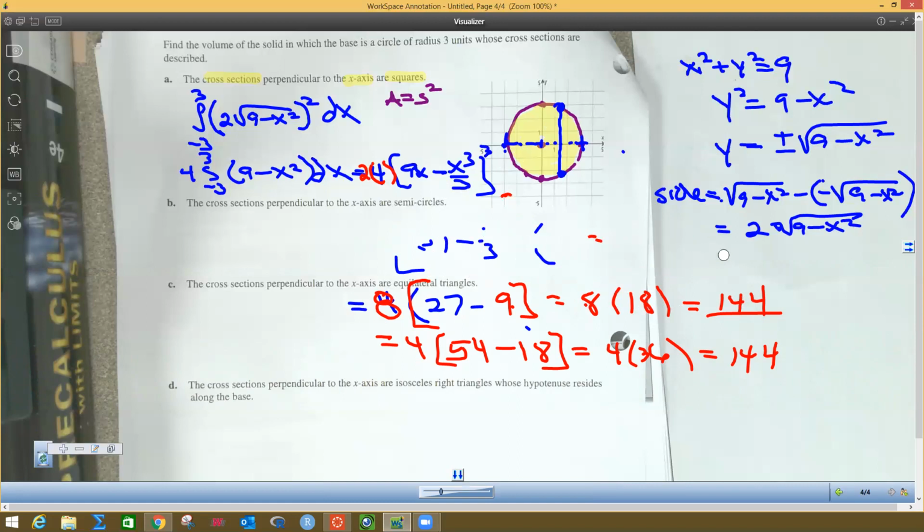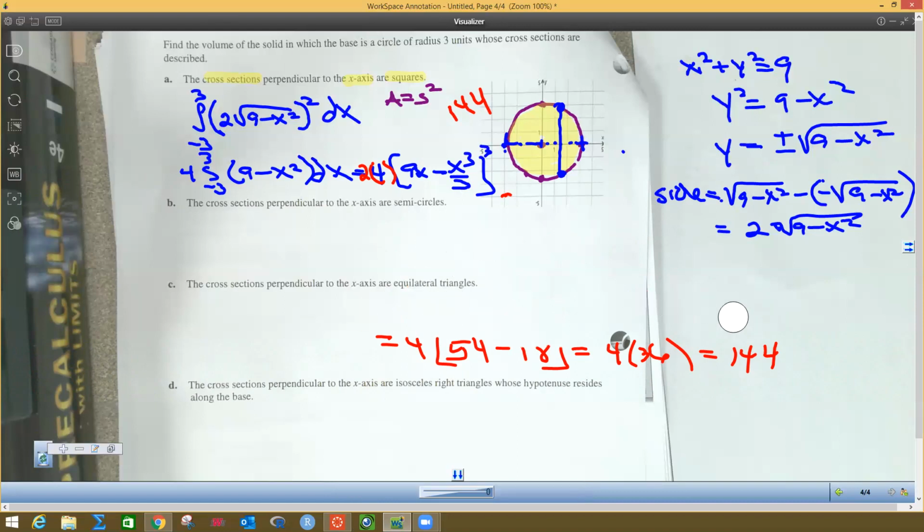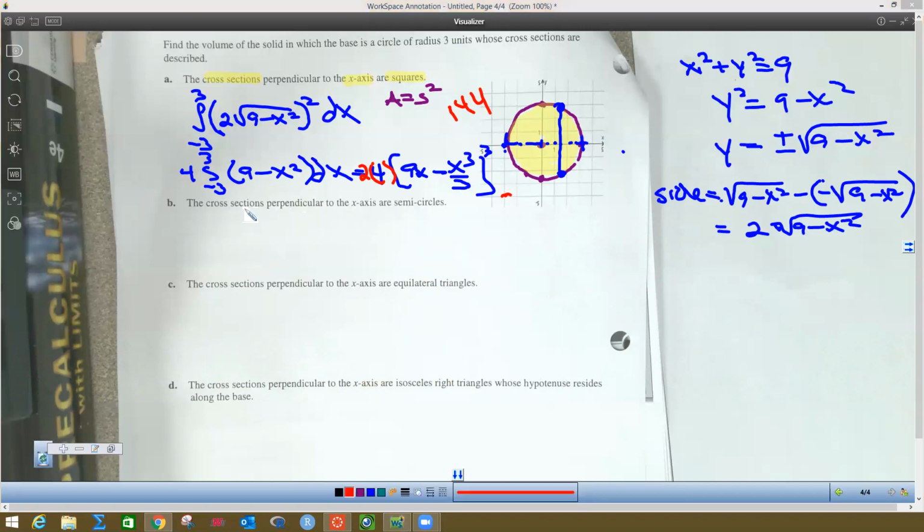Now I'm going to write up here 144 cubic, whatever the measurements are. I'm going to leave that up there, but I also want to leave my side over here, because this side is probably going to be used a whole bunch. Okay, so we're going to come here. Now this is the same as the other one.